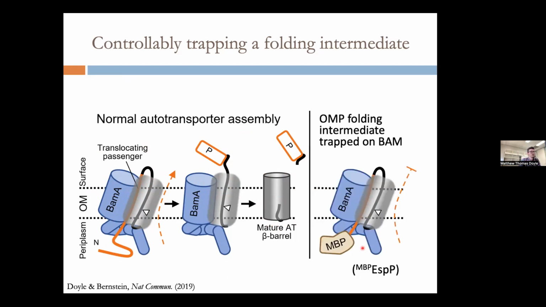Okay. So what I did was to stop the translocation process by fusing a folded periplasmic protein to the N terminus of the passenger. This is just MBP. So this would fold rapidly in the periplasm and it'd act as a molecular knot to prevent translocation. And then without any mutations to the barrel, you'd have a folding intermediate. That was my hypothesis. We call this MBP ESPP.